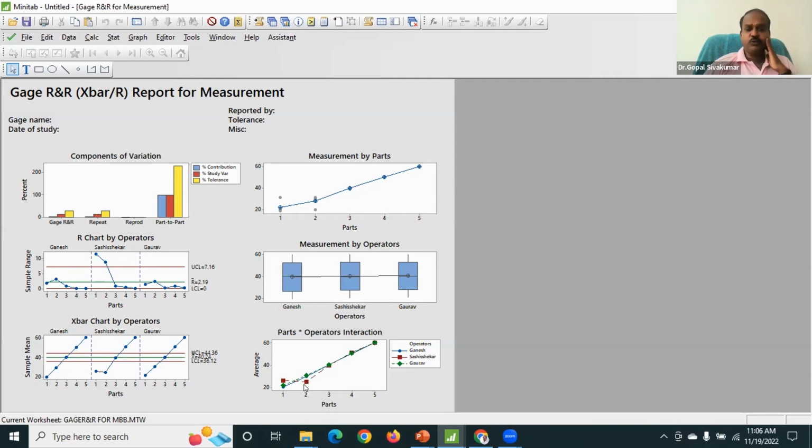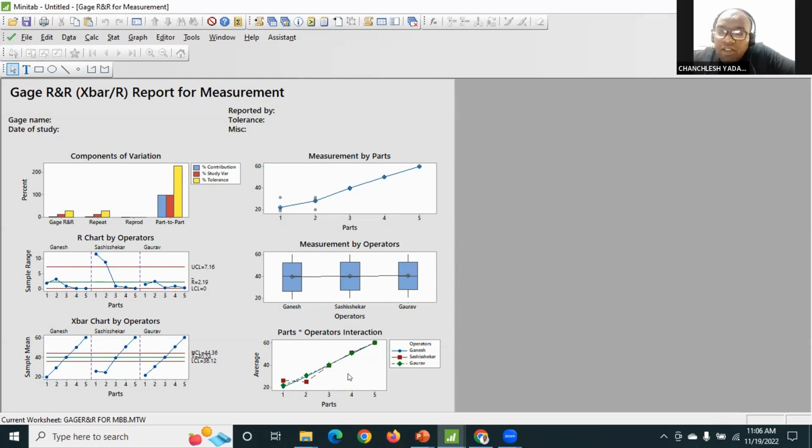Okay. See here, 2 and 1 are not overlapping, particularly for the first 2 parts. Can you see that? Yes. Particularly for the first 2 parts, there is a problem between 1 and 2. Number 1 is blue, number 2 is red, number 3 is green. If the blue, red and green overlap, that's an ideal scenario. That is the best system.